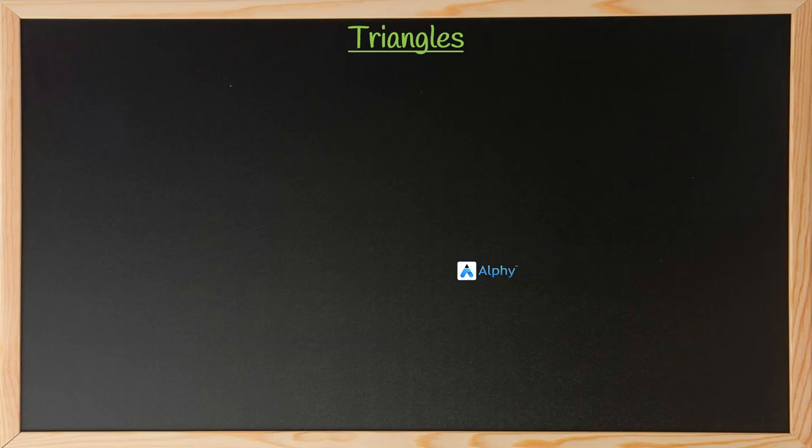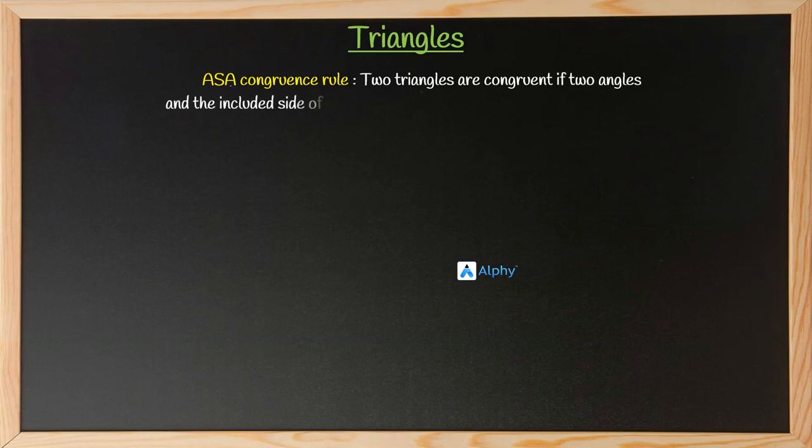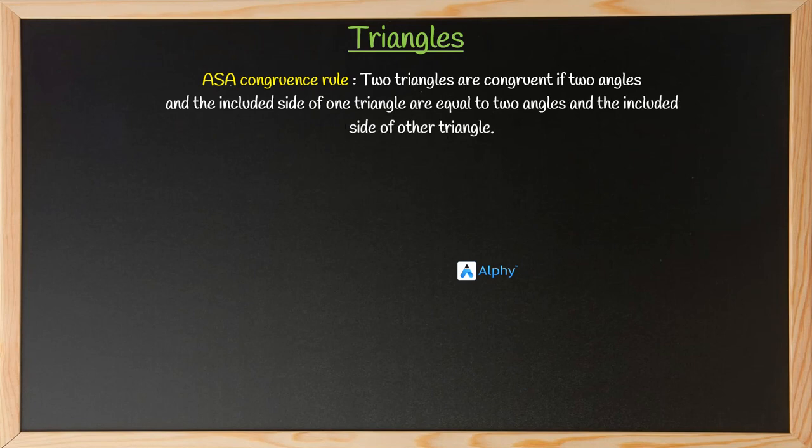Our today's topic is triangles. In this video, we are going to study the angle side angle congruence rule, which is also known as the ASA congruence rule, which says two triangles are congruent if two angles and the included side of one triangle are equal to the two angles and the included side of the other triangle.